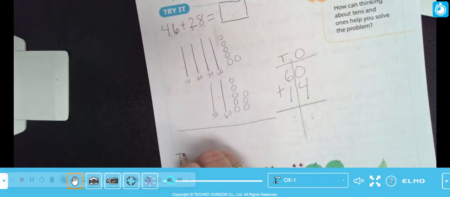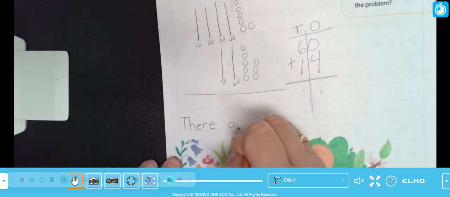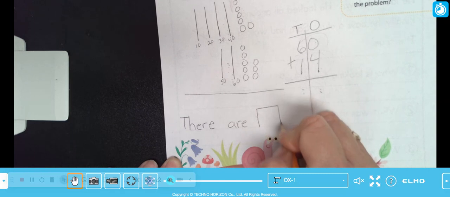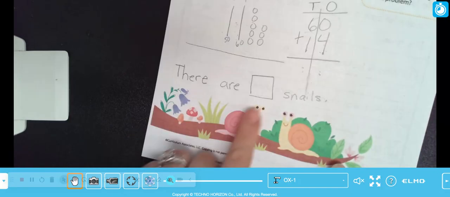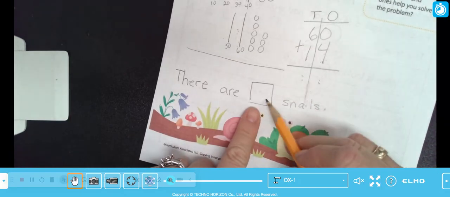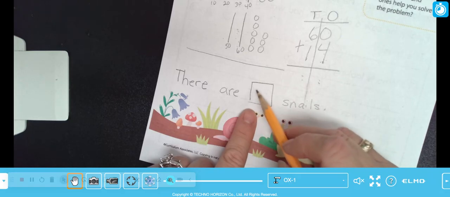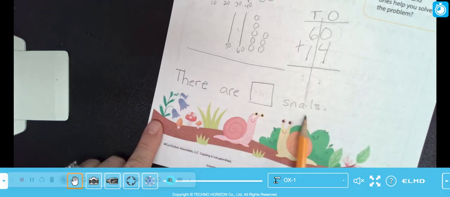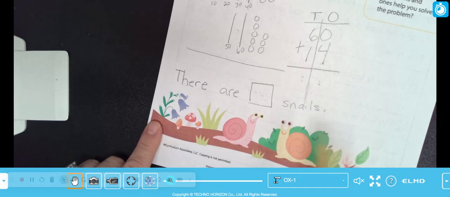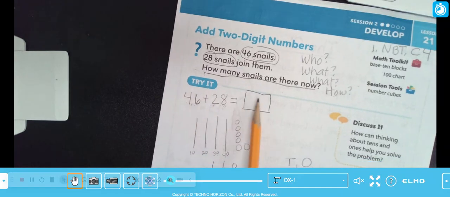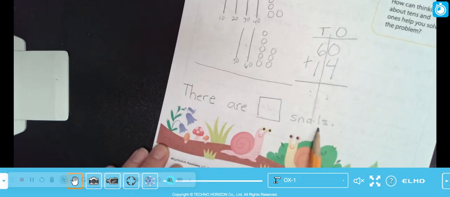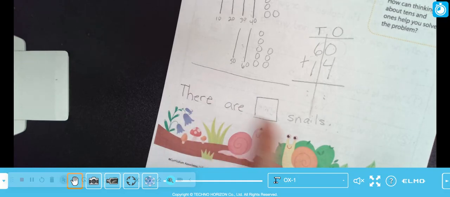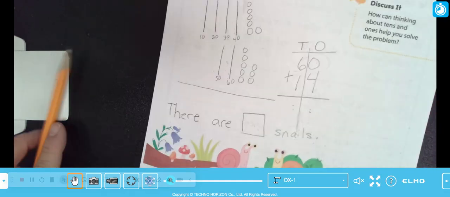There are blank snails. Make sure you make this box big enough. If you make this box tiny, you won't be able to write the answer there. So make this box pretty big so you can write the answer here. The words you can do tiny, because if you write too big, they won't fit. So you're going to write an equation with the answer here, and you're going to write the sentence: There are blank snails, because that's how you have to write the answer. Okay? Good job.